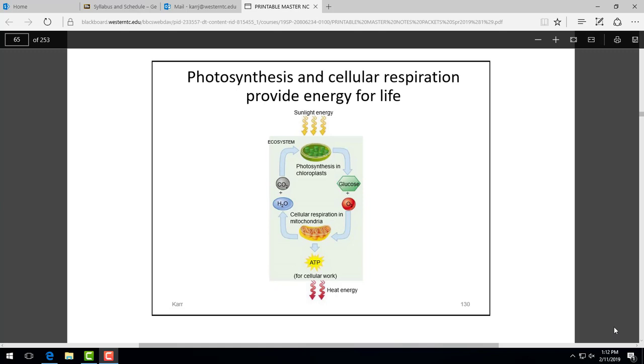In what organelle does this photosynthesis occur? Chloroplast. In chloroplasts we make this glucose, but what is the requirement? If you look at this little flow chart here, what is required to make that glucose? What does the plant cell need from the outside? Sunlight energy, we already talked about. That's what the little arrows are here. What else do you see going into that chloroplast?